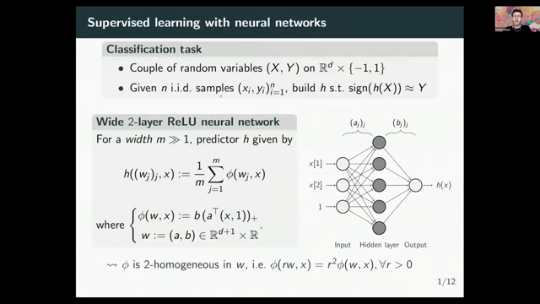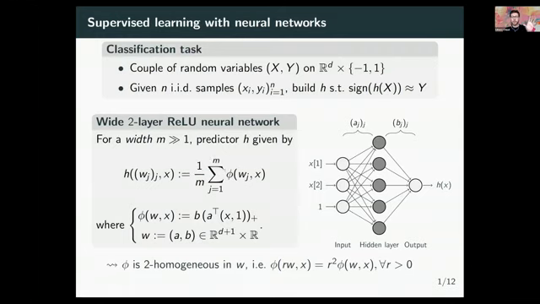We are given n IID samples. We want to build a predictor such that the sign of the predictor h tries to predict the variable y. The class of predictors that we will consider are wide two-layer ReLU neural networks. This is a very specific parameterized class of predictors, which is the sum of m simple functions. m here is the width of the two-layer neural network.